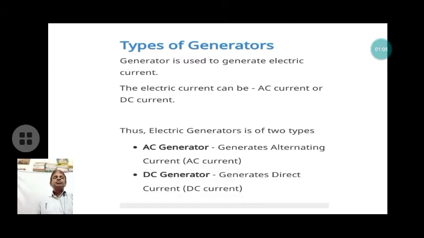Now in this slide the types of generator are given. A generator is a device used to generate electric current. Electric currents can be of two types, AC current or DC current. Thus electric generators are also of two types. A generator that generates alternating current is called an AC generator, and a generator that generates direct current is called a DC generator. In this video we'll discuss only the AC generator.